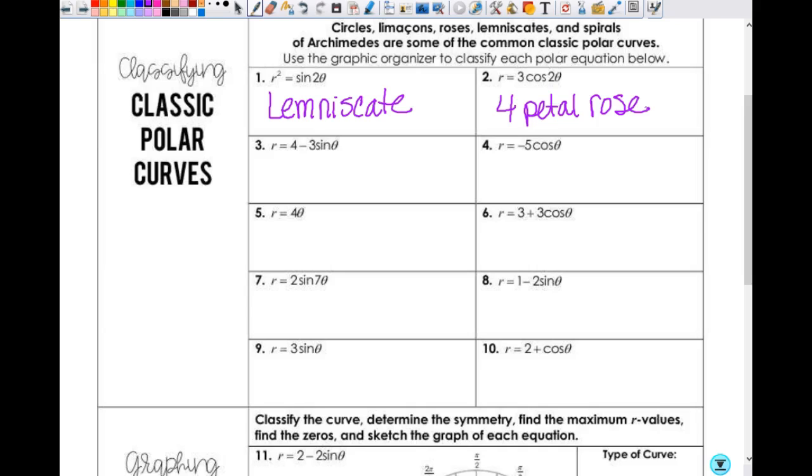Dimpled, yeah, because 4/3 is between 1 and 2. So this would be a dimpled limacon. Okay, any questions about how we got any of that stuff?